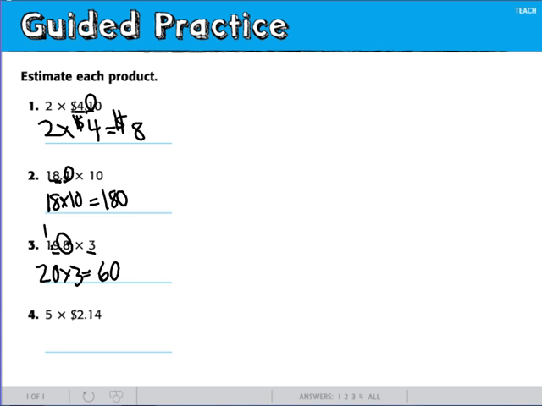All right, last problem that we're going to do together. 5 times $2.14. We're going to round $2.14 to the nearest 1, which is 2. We're going to look next to the 2, and there's a 1. So what's going to happen to my 2? Nothing. It's going to stay the same. Make sure that you write your dollar sign there so you don't forget. So we have 5 times $2 equals $10. There you go. You have 15 more problems to work out on your own.